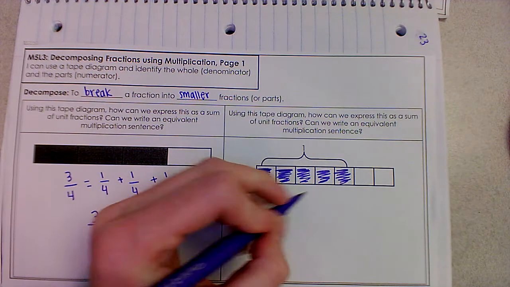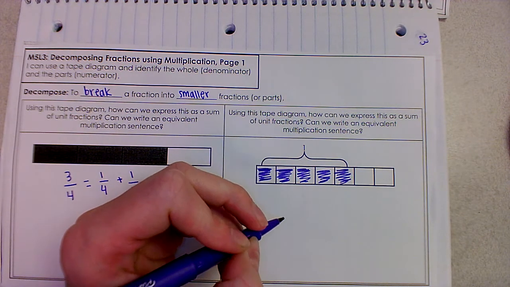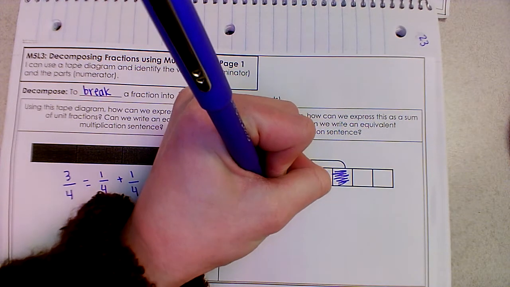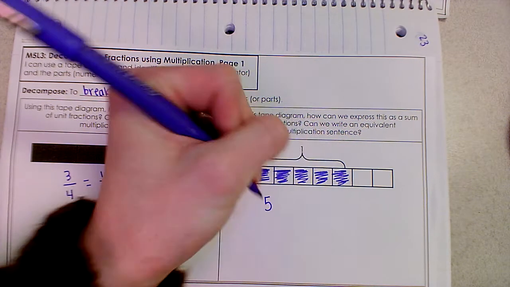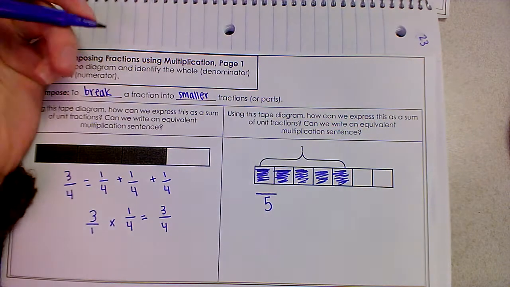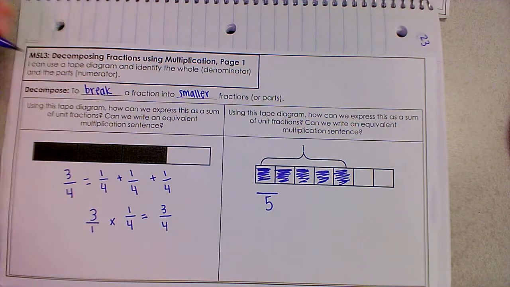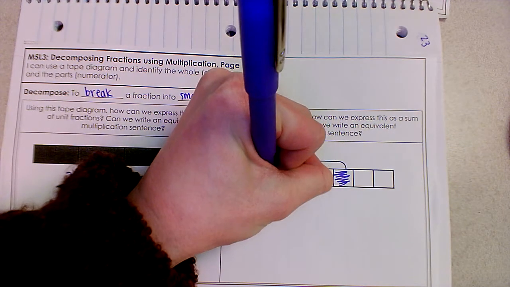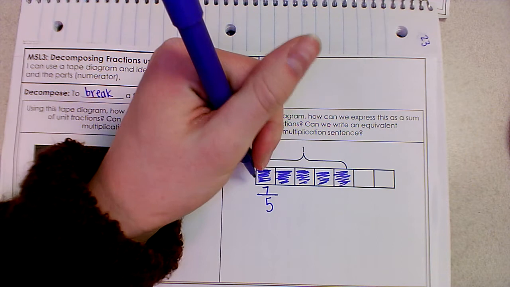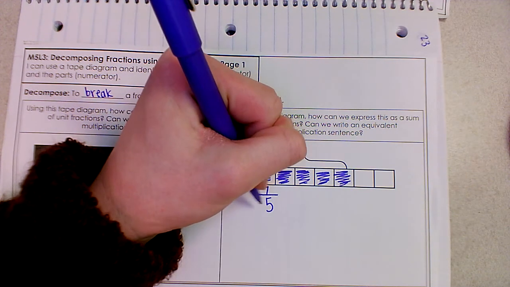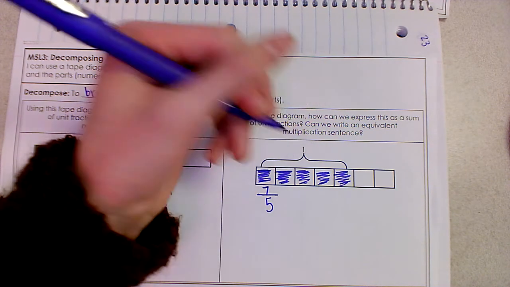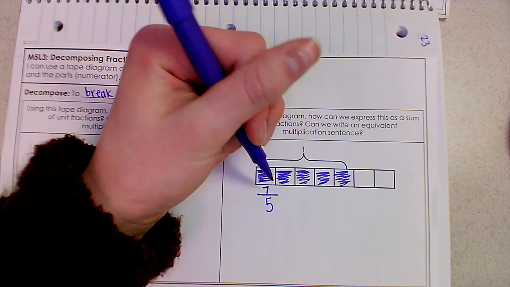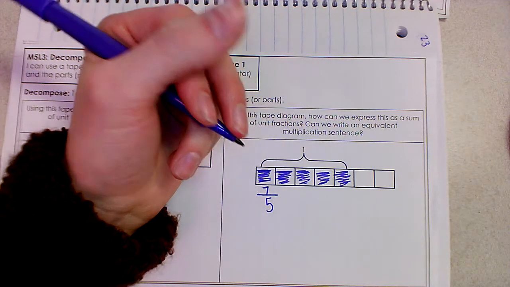And since it's 5 boxes and it's showing the whole, remember that's the denominator. So 5 would be our denominator. And then, if you remember, the parts are the numerator. And there are 1, 2, 3, 4, 5, 6, 7 parts. So the 7 would actually go on top of this one. And as a reminder, the 5 is on the bottom because of the bracket showing that there are 5 wholes, but there are 7 total boxes in this tape diagram.